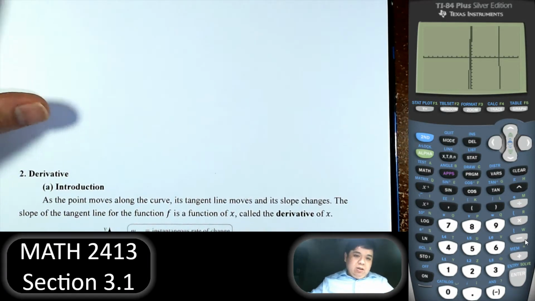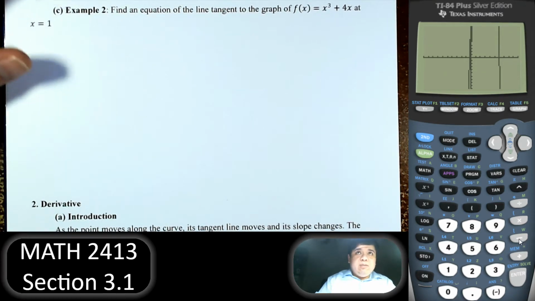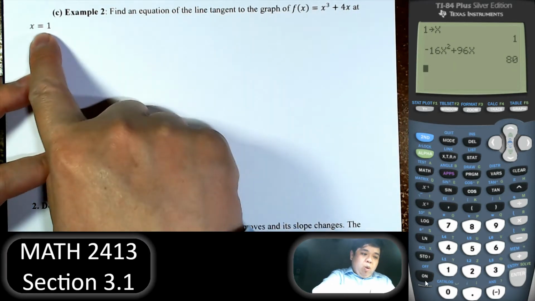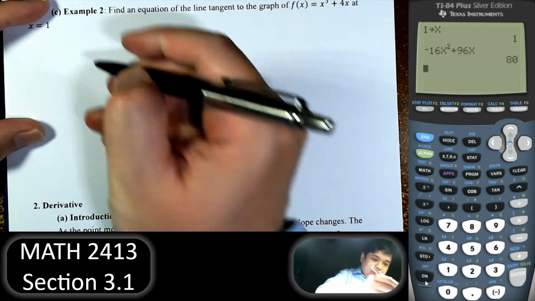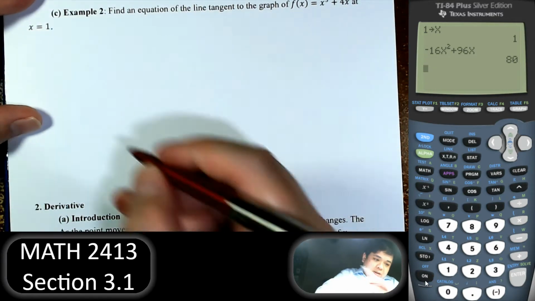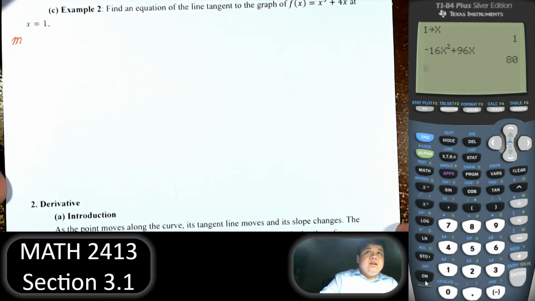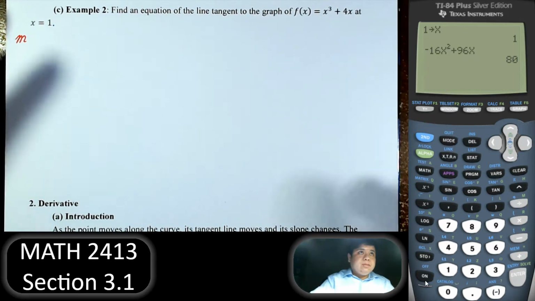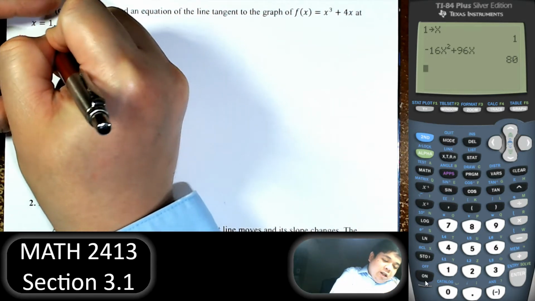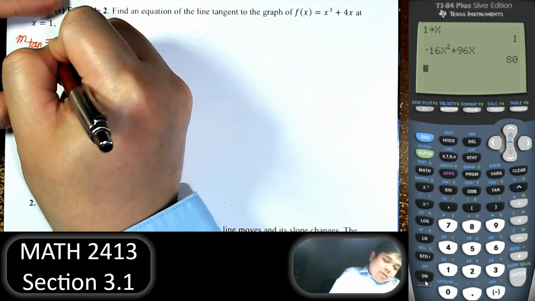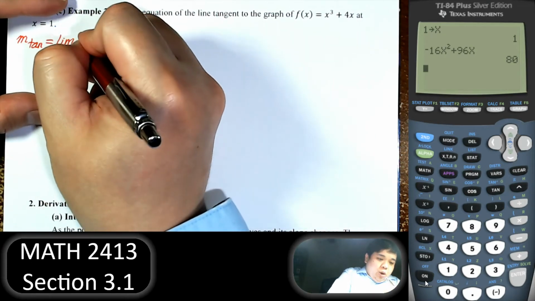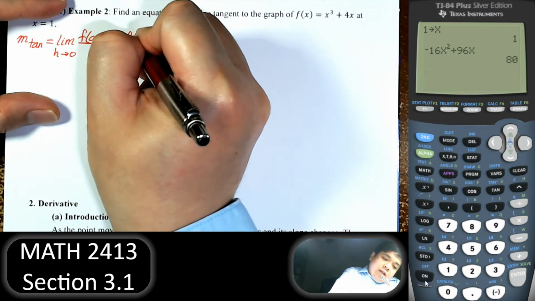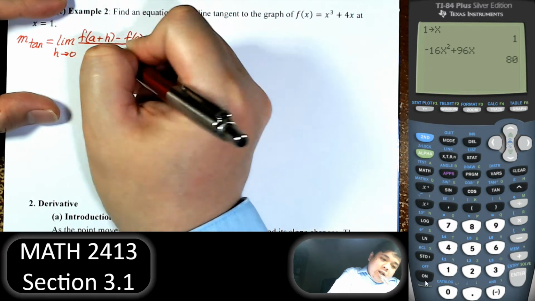Right. Look at another example. I'll find the equation of the tangent line of the graph at the point x equal to 1. So first, the slope of the tangent line. Just this real quick. Slope of the tangent line is equal to the limit of h going to 0, f of a plus h minus f of a over h.